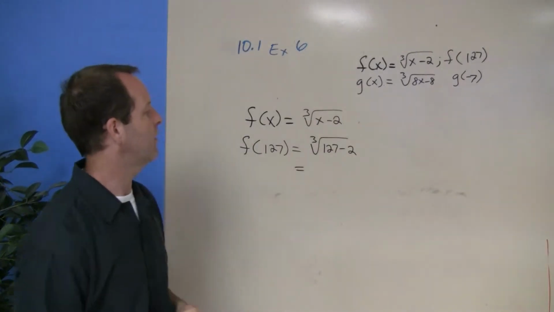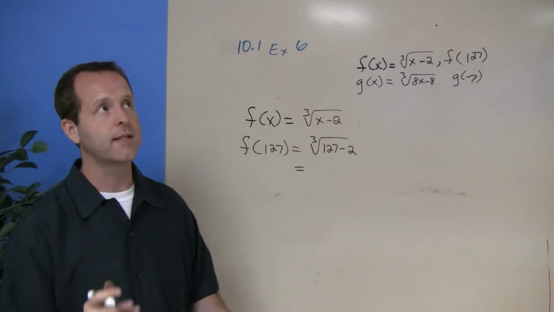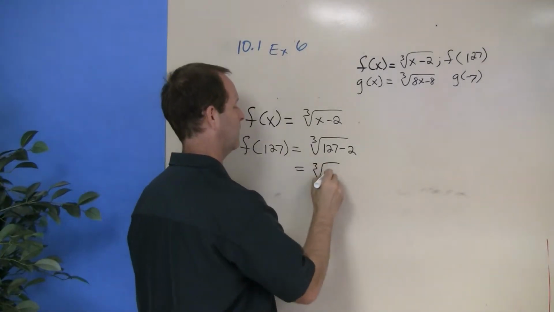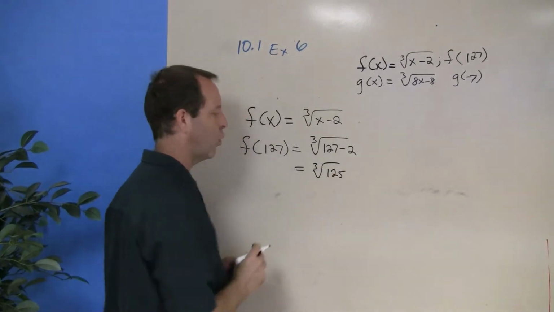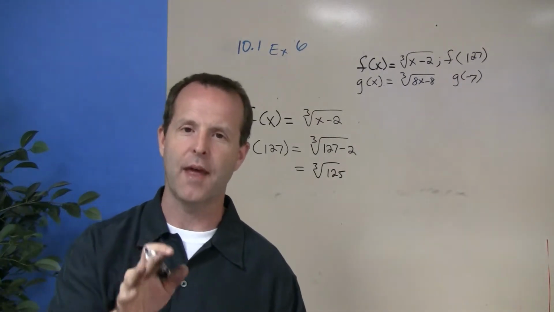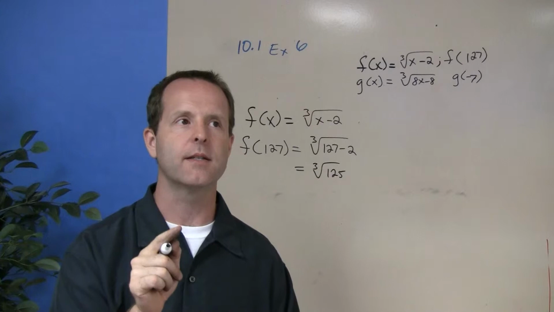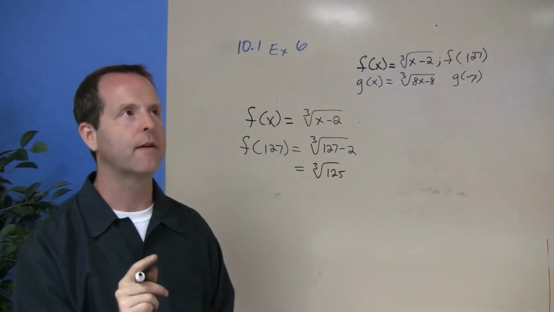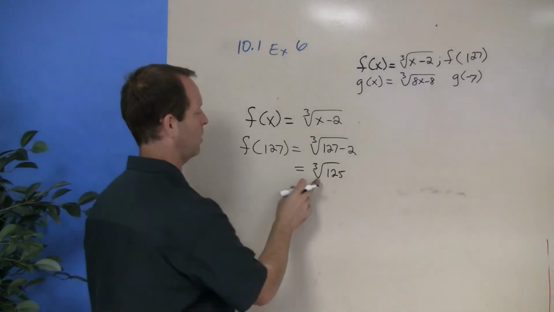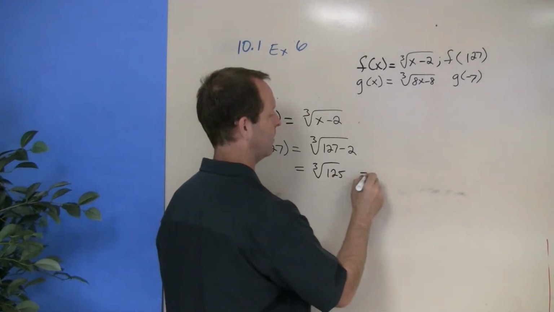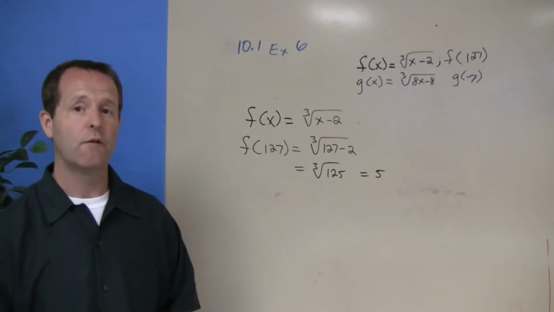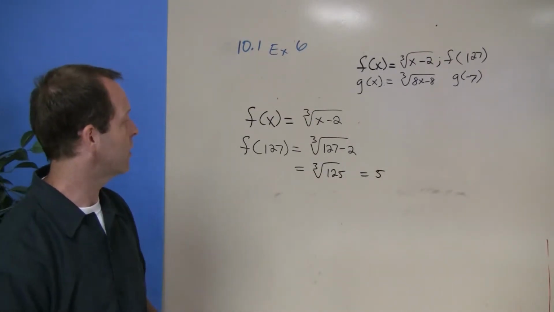So the cube root of 127 minus 2. 127 minus 2 is 125. And now you can see, okay, the cube root of 125, I know that. What times itself 3 times equals 125? That is 5. 5 times 5 times 5. So the cube root of 125 equals 5. And that's the solution for that particular cube root function.